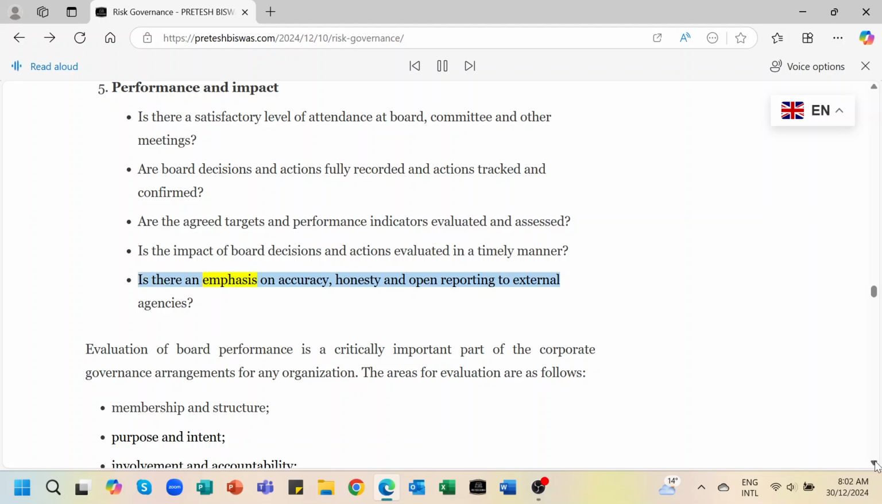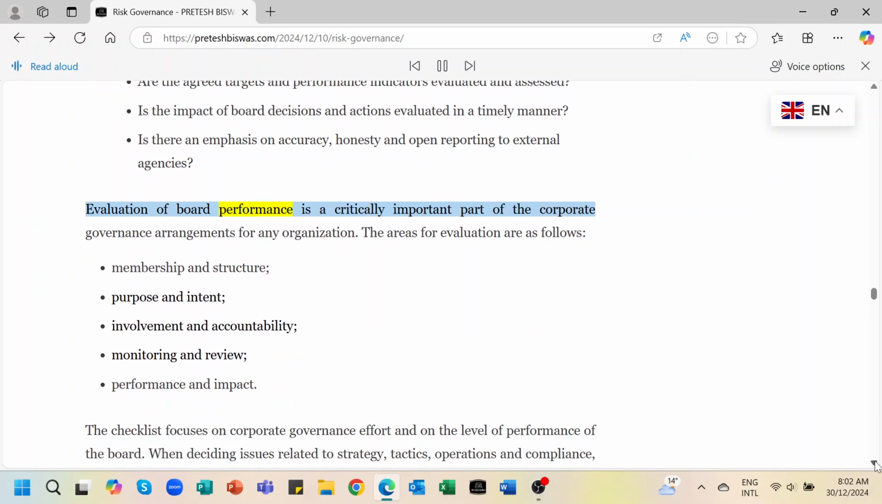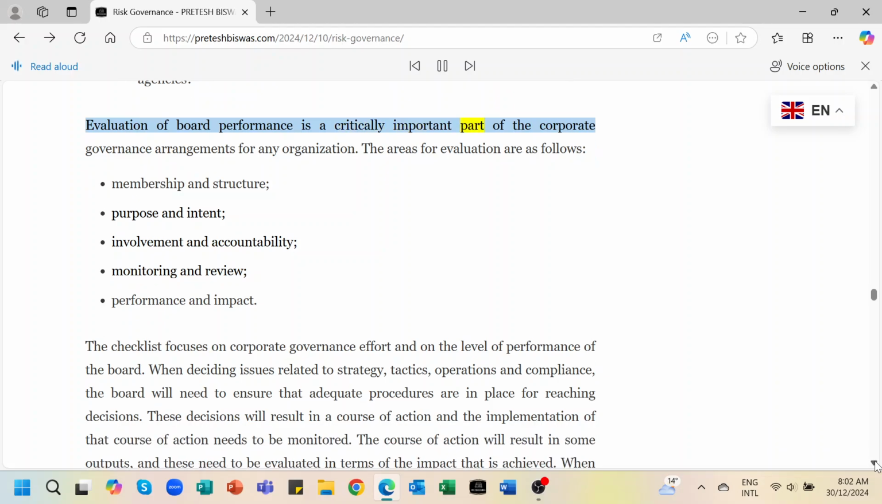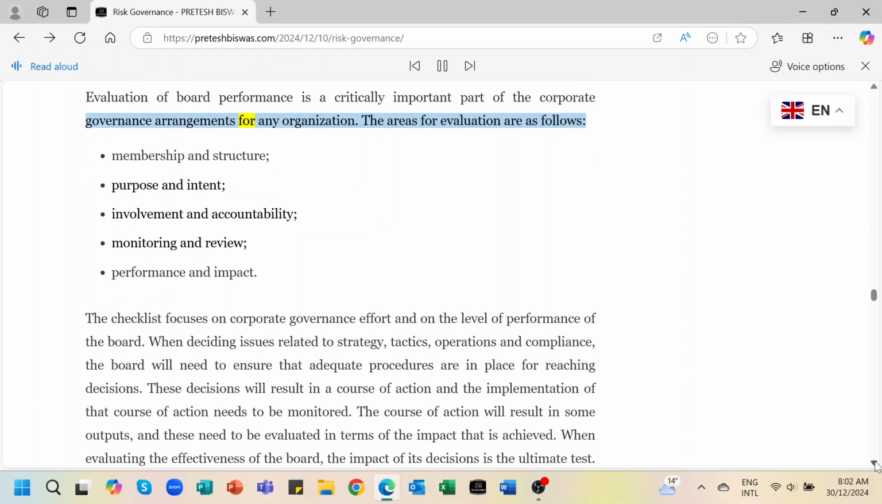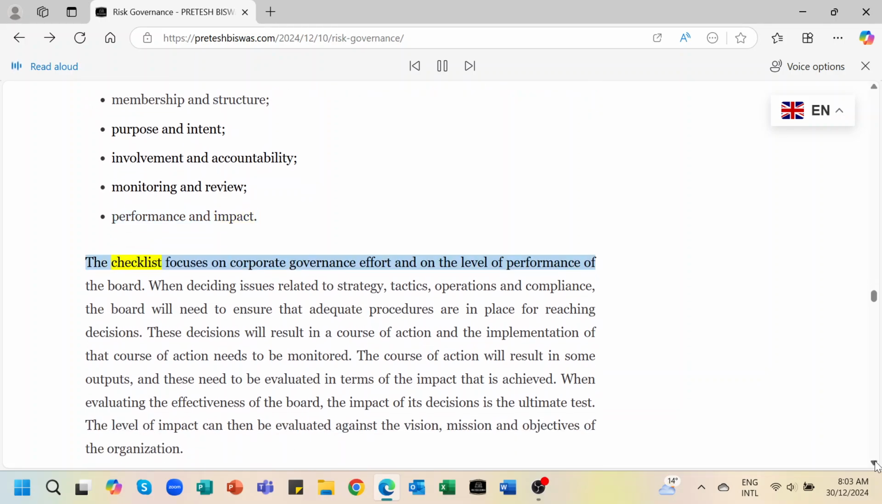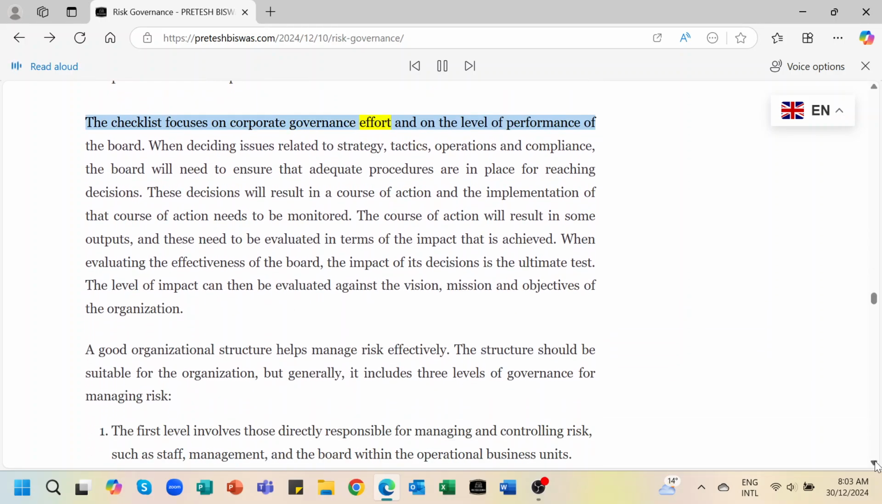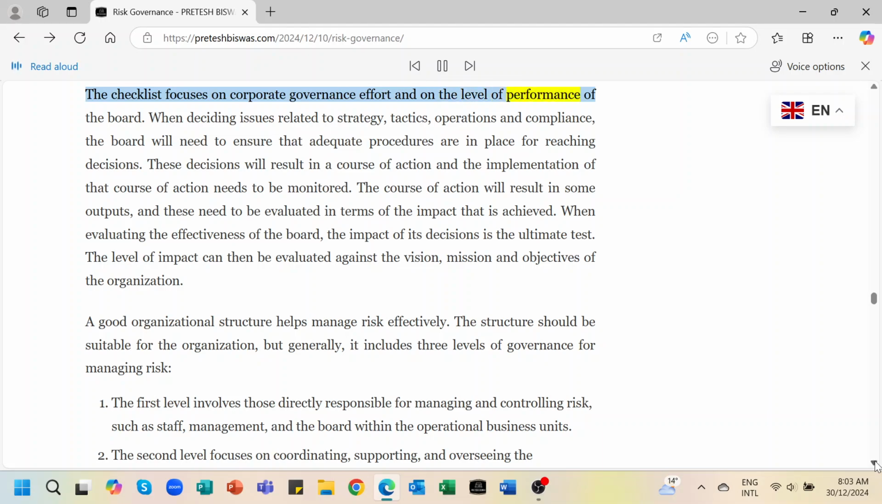Is there an emphasis on accuracy, honesty, and open reporting to external agencies? Evaluation of board performance is a critically important part of the corporate governance arrangements for any organization. The areas for evaluation are as follows: membership and structure, purpose and intent, involvement and accountability, monitoring and review, performance and impact. The checklist focuses on corporate governance effort and on the level of performance of the board.